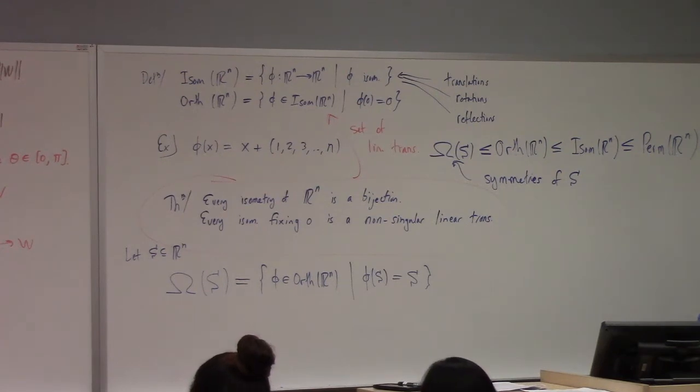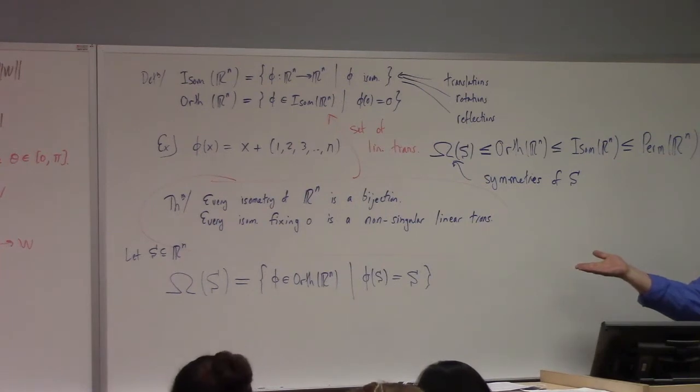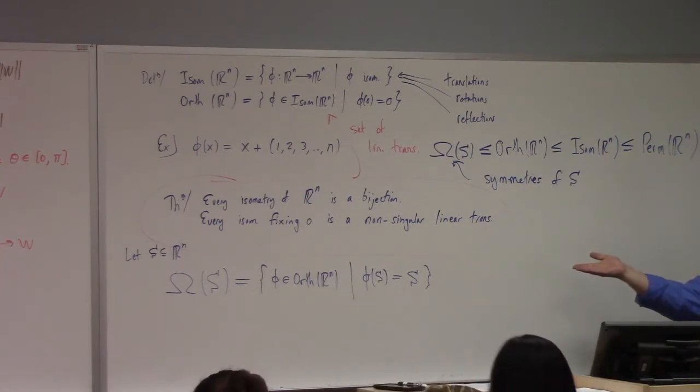All right, so the dihedral group is based on the case that this set S is the vertices of a regular polygon.